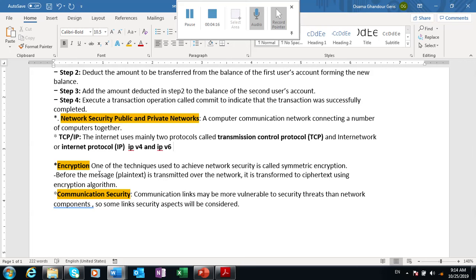Okay, then encryption. One of the techniques used to achieve network security is called symmetric encryption. Before the message, plain text, is transmitted over the network, maybe internet, this text may be very important, may include bank accounts or passwords or different important text, and has to be encrypted or secured through transmission. It's transformed to cipher text, which means مشفر, using encryption algorithm or encryption program.